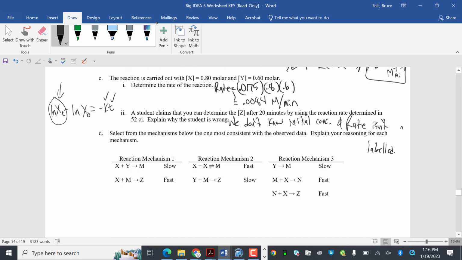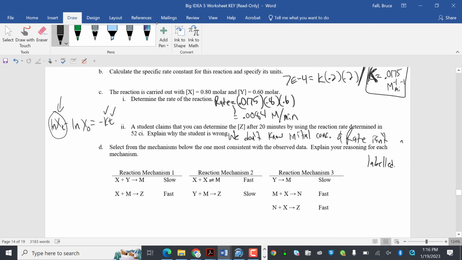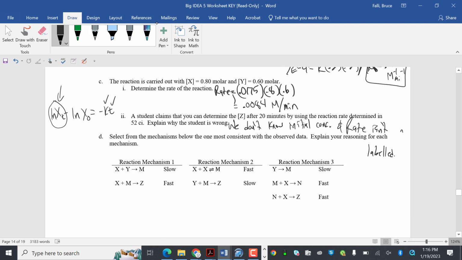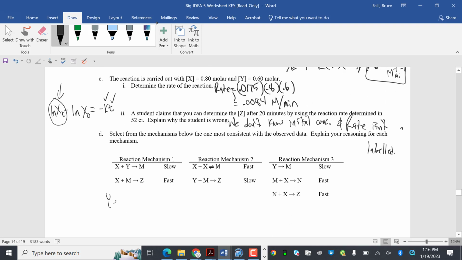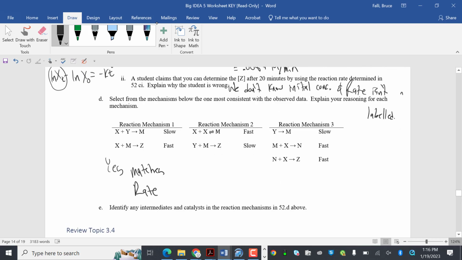Select the mechanism below that is most consistent with the observed data. Explain your reasoning for each mechanism. So this one, the slow step, this is yes. Matches rate law. And it is 2X plus Y yields Z. So matches rate law. I'm going to put stoichiometry and rate law because it balances. 2X's plus Y yields Z. This slow step, no, doesn't match rate law.